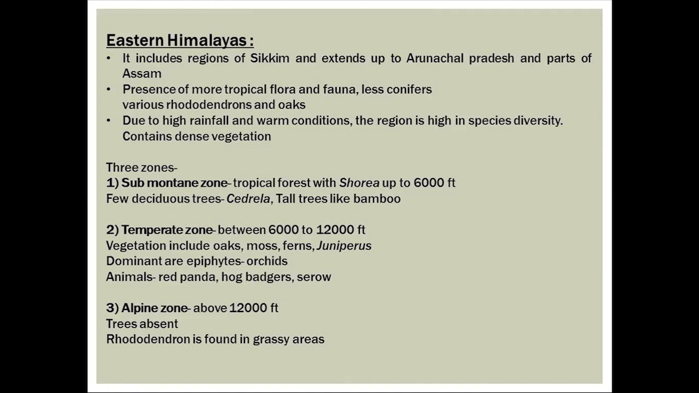Again, it is differentiated into three zones: submontane, temperate, and the alpine zone. So the submontane zone has few tropical species like Shaurya, then deciduous trees. Then the temperate zone has the epiphytes or the orchids that are dominant here. Oak trees can be seen. Then red panda, this animal is found in the temperate zone. In the alpine zone, at about 12,000 feet, rhododendron is found.